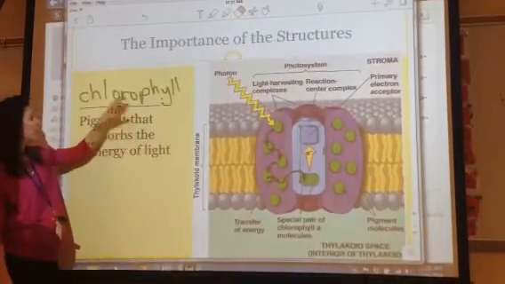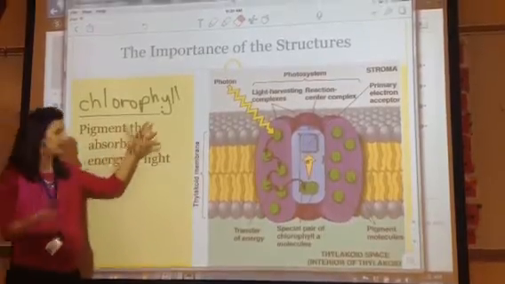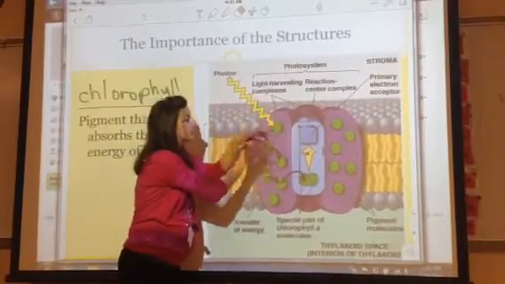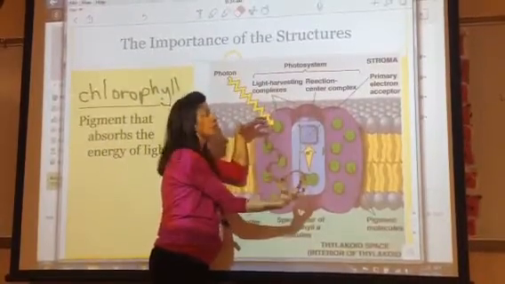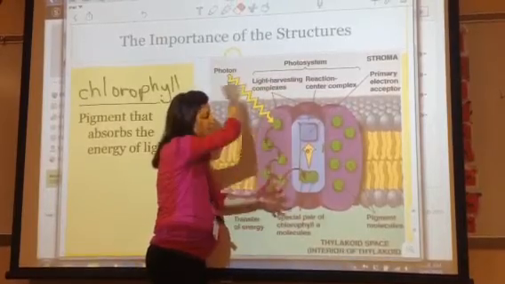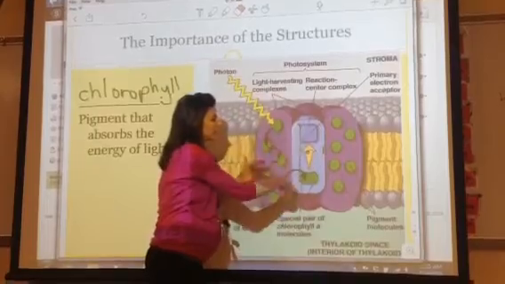Go for it. Chlorophyll is the pigment that absorbs the energy of light. So the photon of light is coming in, and then it's the dot. This is a protein. It's a photosystem. We're going to learn more later that the sun, the light comes in, and it absorbs, and it goes.